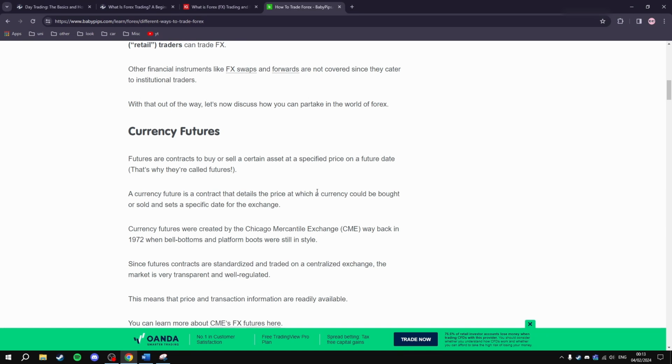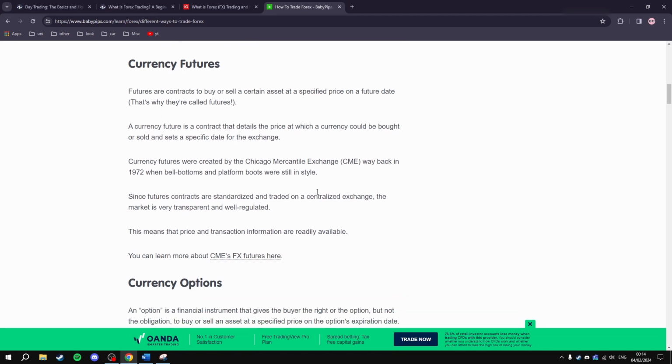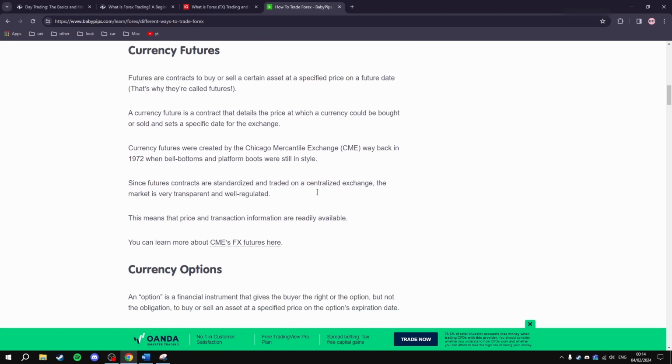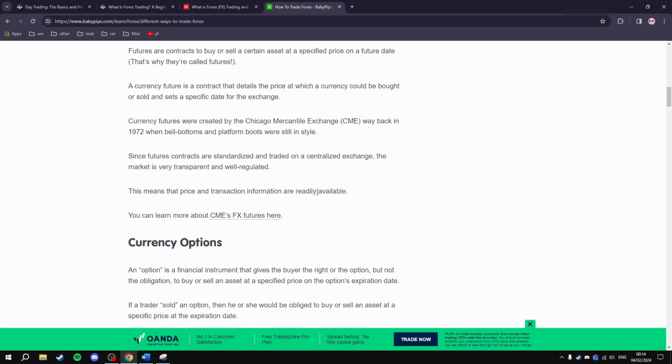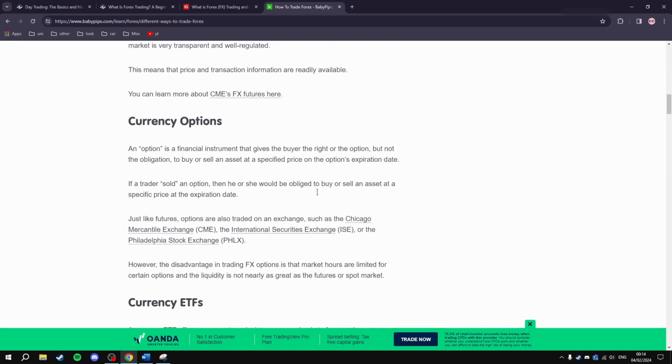A currency future is a contract that details the price at which a currency could be bought or sold and sets a specific date for the exchange. Currency futures were created by the Chicago Mercantile Exchange way back in 1972 when bell-bottoms and platform boots were still in style. Since future contracts are standardized and traded on a centralized exchange, the market is very transparent and well regulated. This means that price and transaction information are readily available. You can learn more about CME's FX futures here.